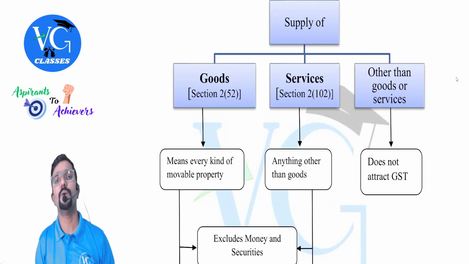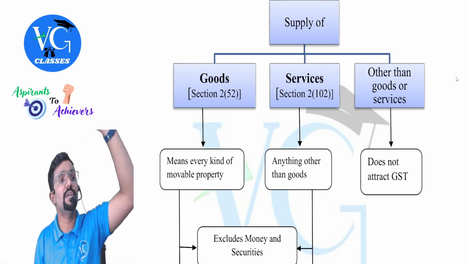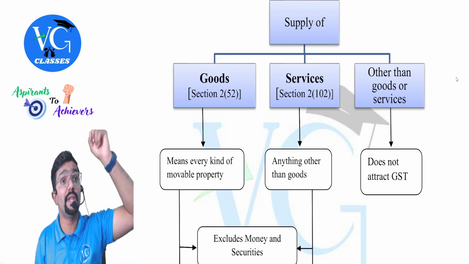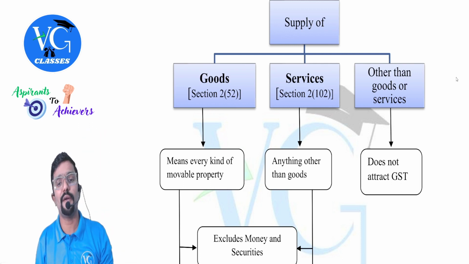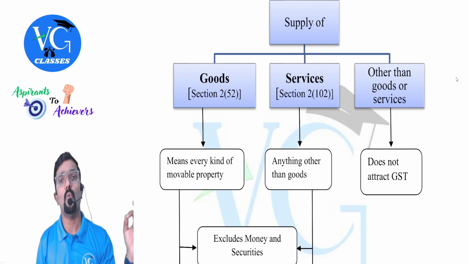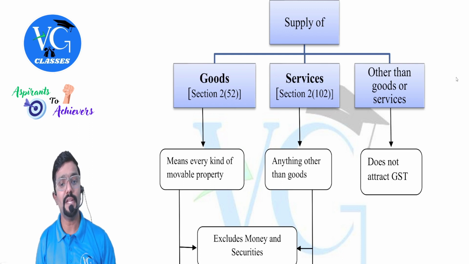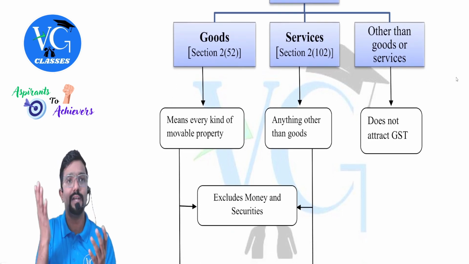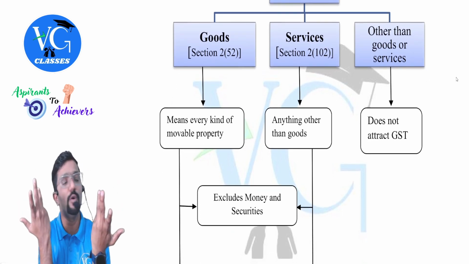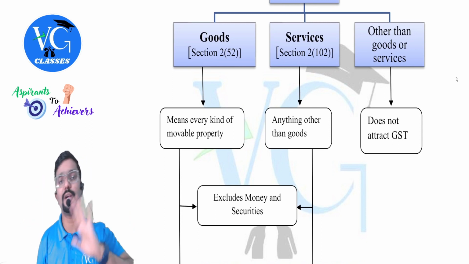Okay, now let us come to services. Goods is defined in which section? Hello? Goods is defined in which section? Section 2 clause 52. Remember it, a very important definition. Next, services. Section 2 clause 102 defines services. Sir, what is services? Services means anything other than goods. Means what is goods is not services? No. How can it be both? So what is goods is not a service.